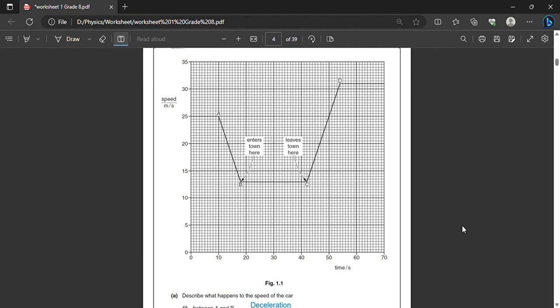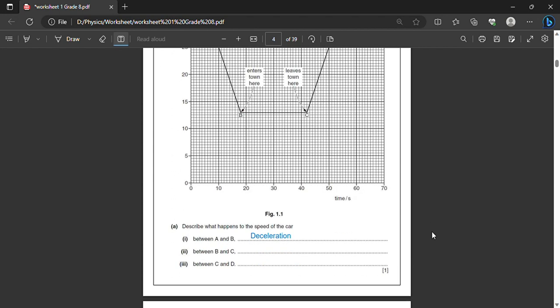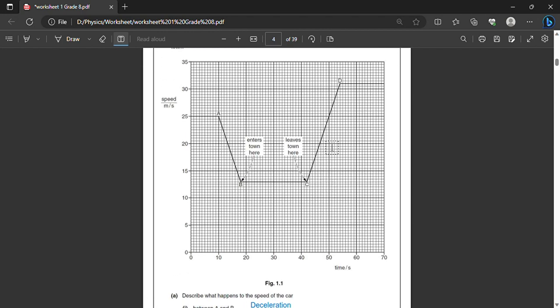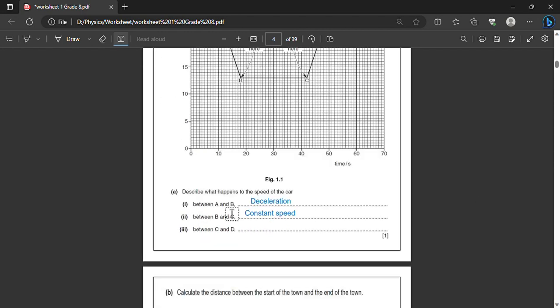Then between B and C is constant speed because it is moving forward at a steady speed. It can be constant speed or steady speed. Then between C and D, from here to here, it is a positive acceleration, so you can just write acceleration, or you can write constant acceleration because it's going straight. Okay, acceleration.